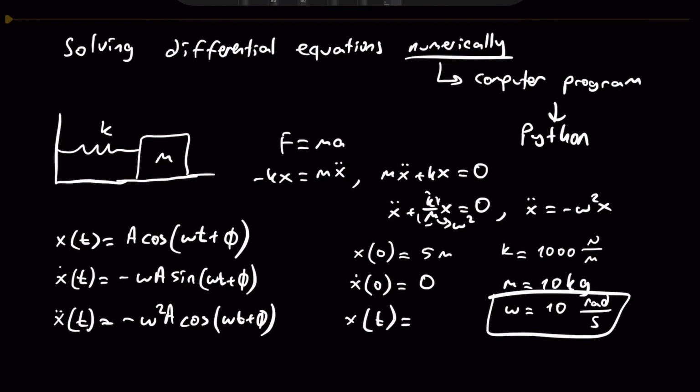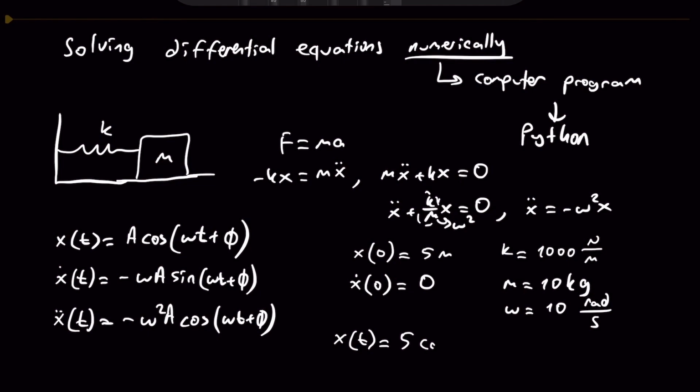We described all the things about our system, and so I can now solve for x of t. I can write the specific formula. It's going to be 5 cosine of 10t. If you plug in 0 here, that's cosine of 0, which is 5, so it satisfies the first initial condition. For the second one, the velocity is negative 50 sine of 10t. If I plug in 0 here, sine of 0 is 0. So we also satisfied the second condition. Cool.